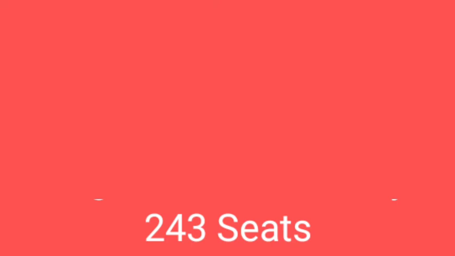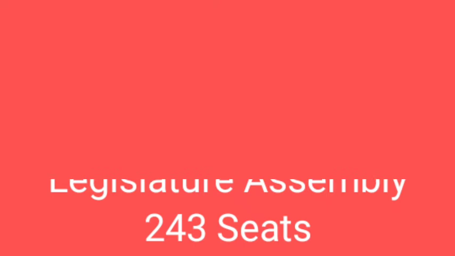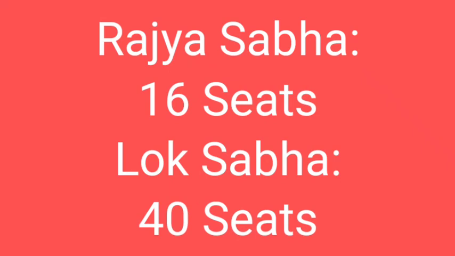The legislature of Bihar is bicameral. There are a total of 75 seats in the Legislative Council of Bihar and 243 seats in the Legislative Assembly of Bihar. For the parliamentary constituencies, in Rajya Sabha there are 16 seats and in Lok Sabha there are 40 seats in Bihar.